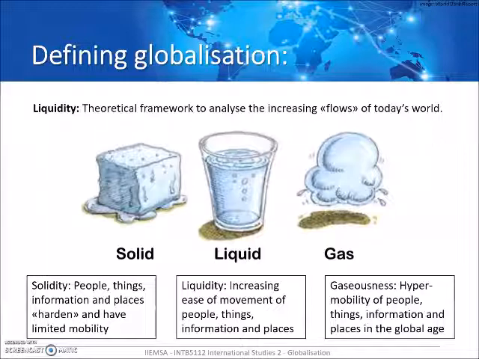And then with globalization, it became increasingly more mobile, right? There was more and more mobility, more and more movement of people. People started going on ships, people started taking planes. We started having more and more communication technology, and things started moving much, much faster, right? And nowadays we're in a world where we can almost say that we're in a gaseous state, where we have a hypermobility of people, of things, of information.